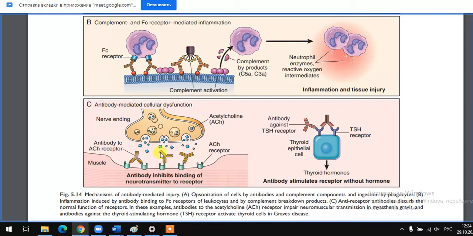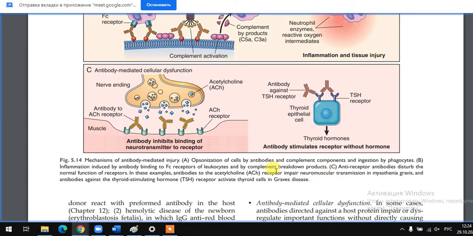Here is an example. In myasthenia gravis, we have antibodies against acetylcholine receptors. You remember that this is a receptor for acetylcholine, which is produced by nerves. So the acetylcholine produced by nerves cannot activate these receptors because they are already filled with these antibodies, and that causes weakness in muscles. This is the myasthenia gravis mechanism.